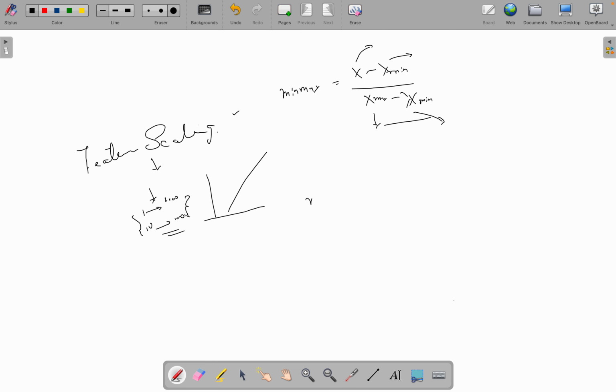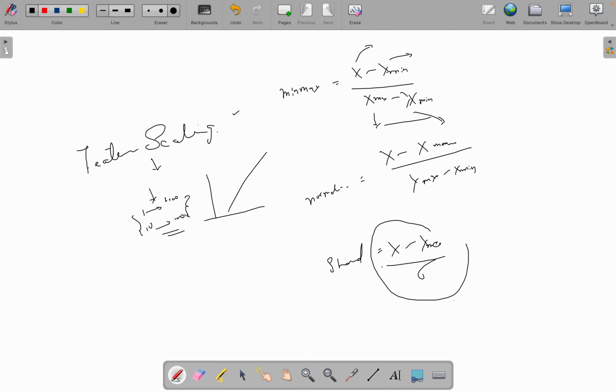Another one is normalization. So here, in the place of x minimum, we use x mean, divided by x max minus x minimum. And the last one is standard scaler, standardization, that is x minus x mean divided by standard deviation. So these are the formulas.